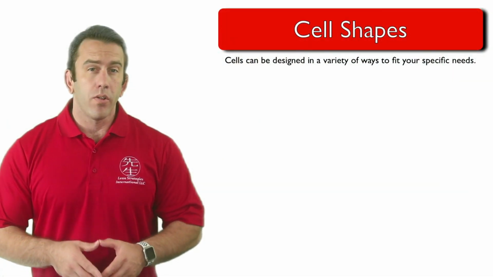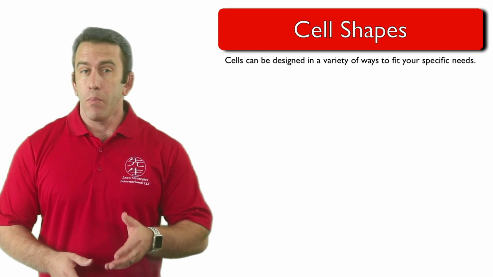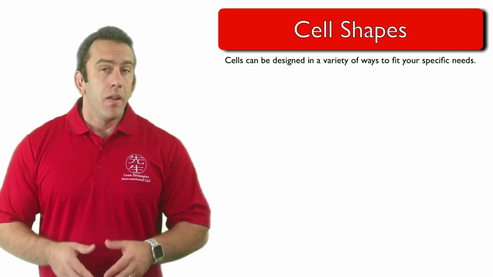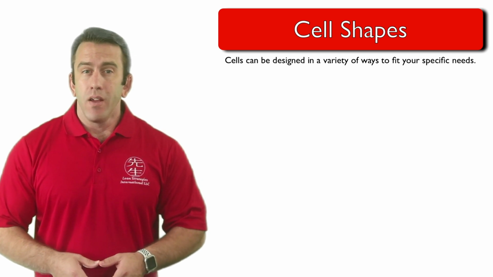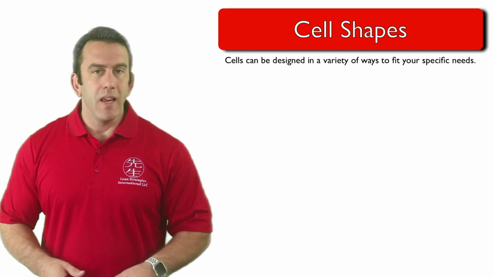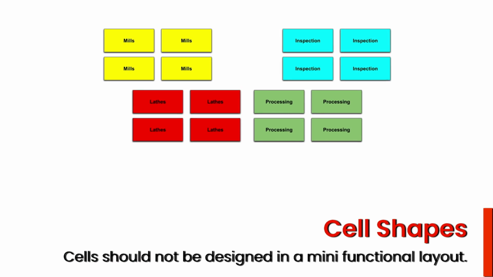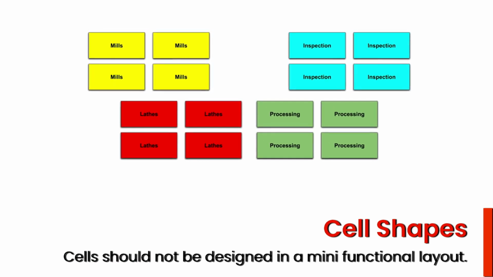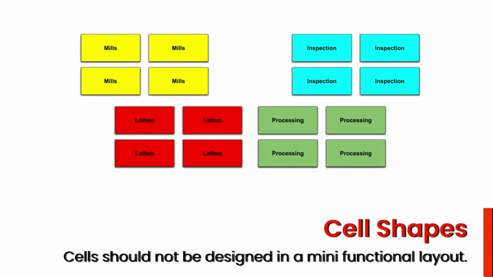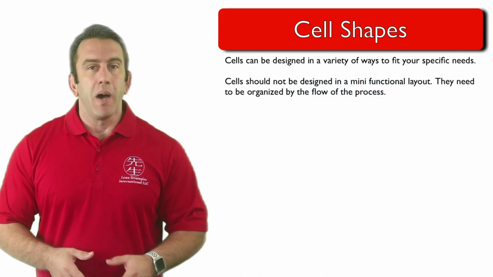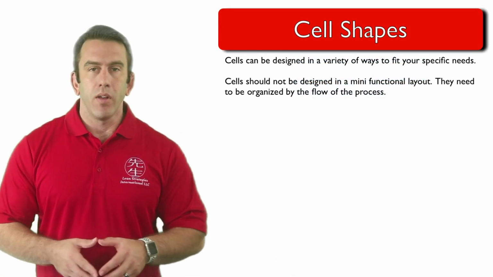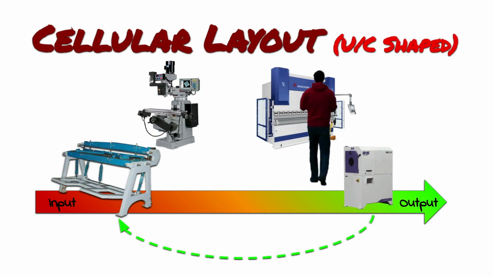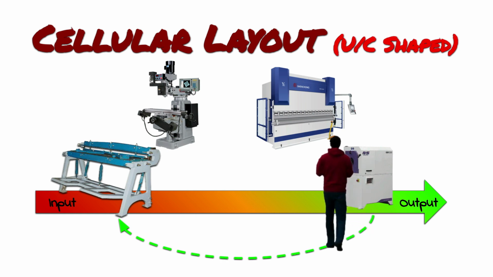A work cell is commonly thought of as a U-shaped or C-shaped cell. Truthfully speaking, though, they can be designed in a variety of ways to fit your specific needs. One important thing to remember is that the cells should not be designed in a mini functional layout. They need to be organized by the flow of your process. This will ensure that the cell is process-based and not operational-based.